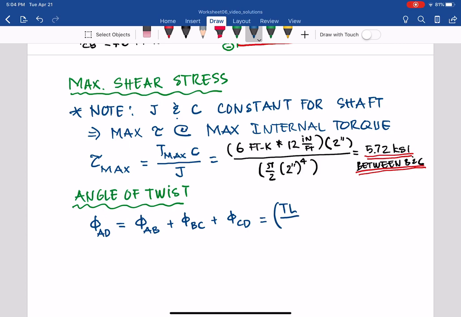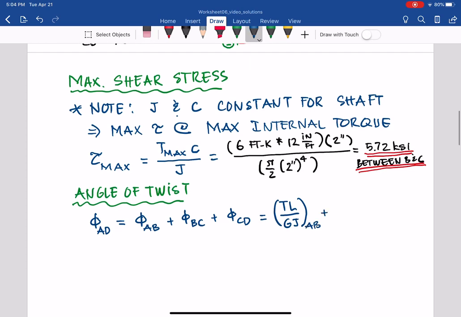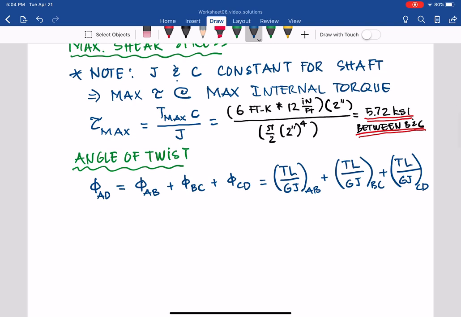TL over GJ for portion segment AB plus TL over GJ for BC plus TL over GJ for CD. I suggest you use it like that slowly for each portion before we plug the numbers in. Otherwise, we mess up the answer, because sometimes they give different material, different geometry of cross section, etc. So from that, we can now plug in for each portion. So now we have phi AD, which is the angle of twist of A with respect to D.